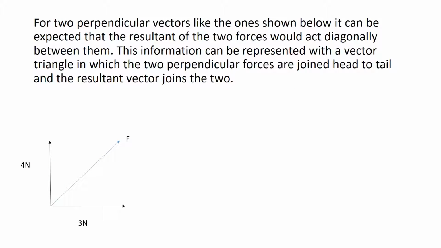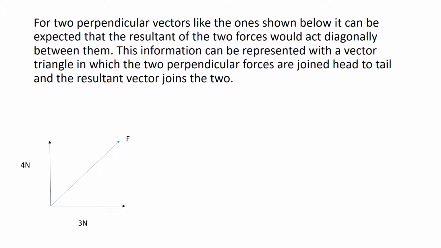So for 2 perpendicular vectors like the one below, you would expect that the resultant force, so the combined effect of both of those forces, would just act diagonally, but you don't know the magnitude of it and you don't know the exact angle at which it will act. So to do this, you can just use Pythagoras and trigonometry, and you form a vector triangle. So I'll show you how to form a vector triangle.